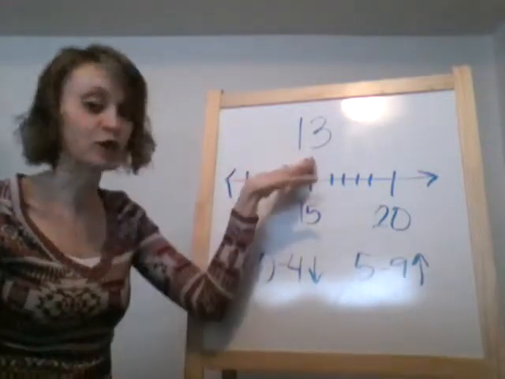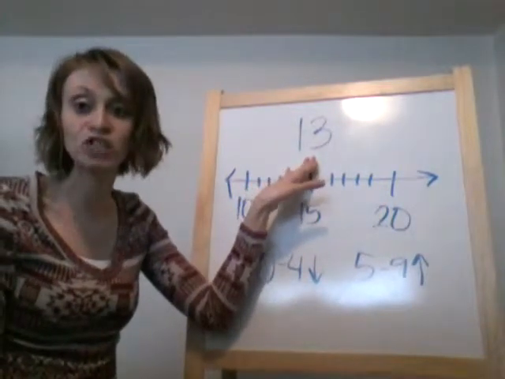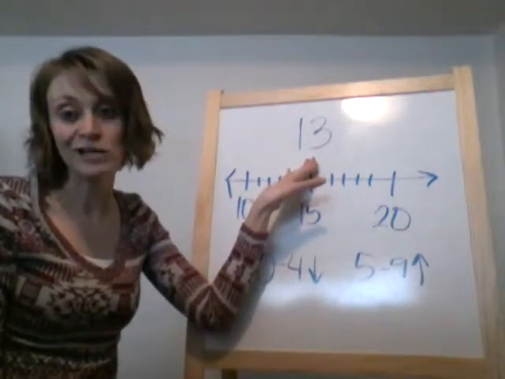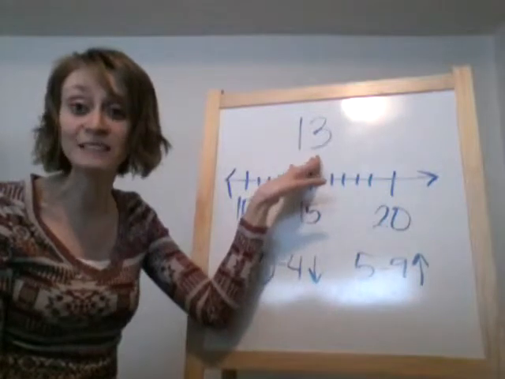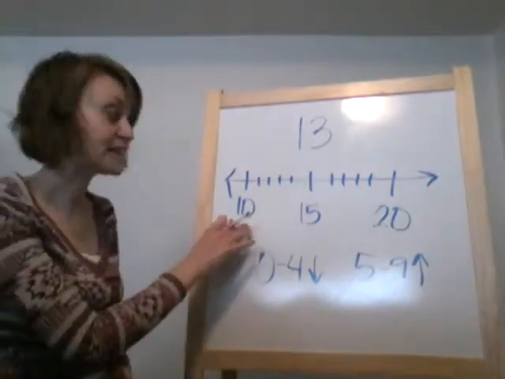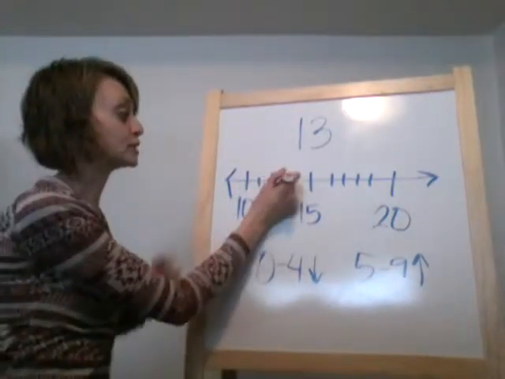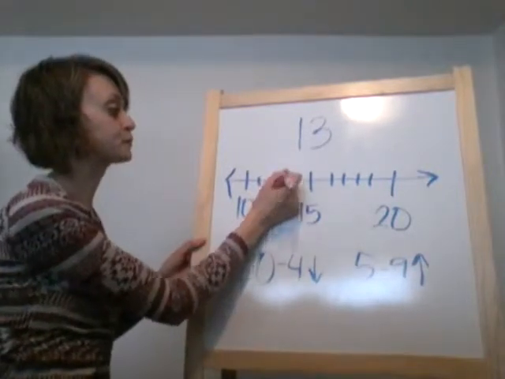Now I have the number 13 and I'd like to round it to the nearest 10. So the first thing I'm going to do is find this number on my number line. So here's 10, 11, 12, 13, and I'm going to mark that.